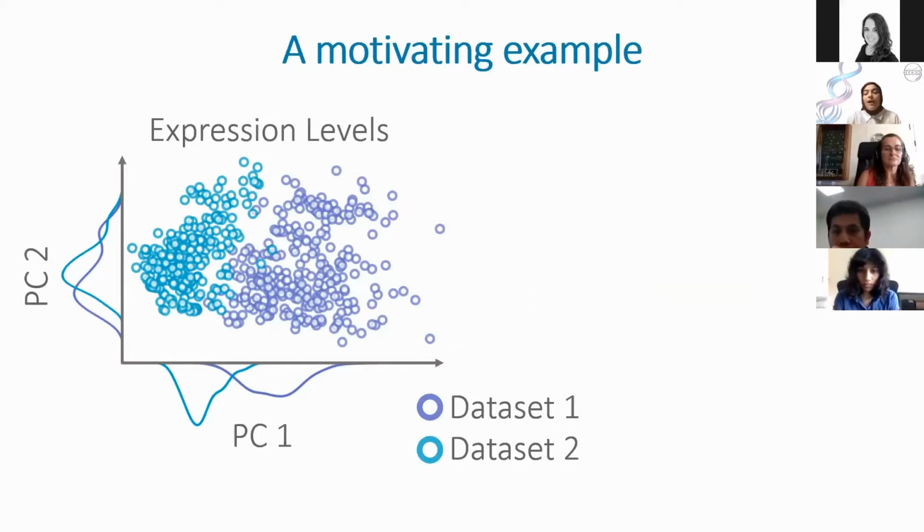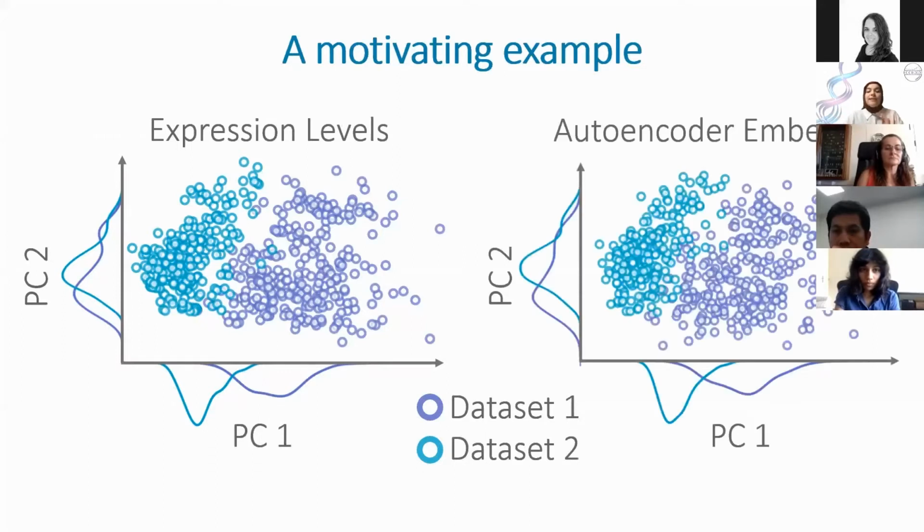And then we simply took this expression matrix and passed it to an autoencoder and generated the exact same plot, this time for the autoencoder embedding. And you can see that this dataset variation present in the original space directly transfers to the latent space as well, which is quite problematic.